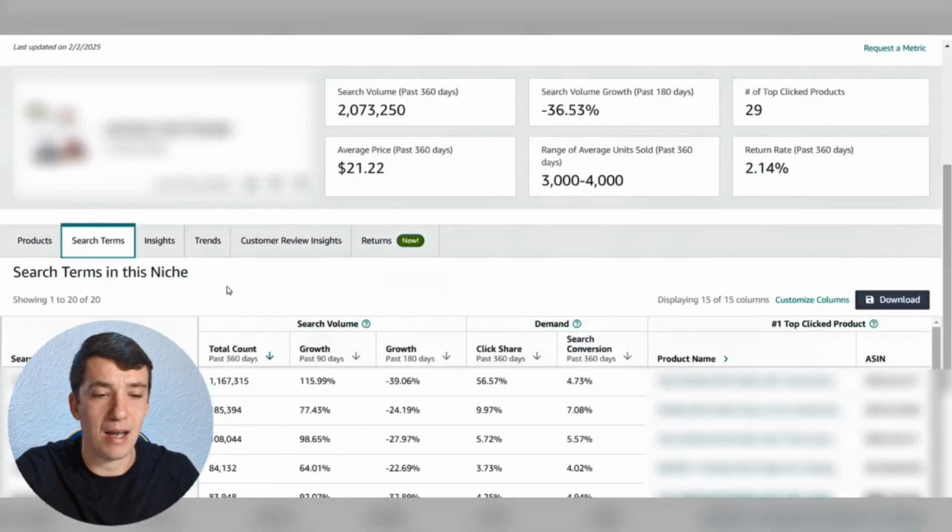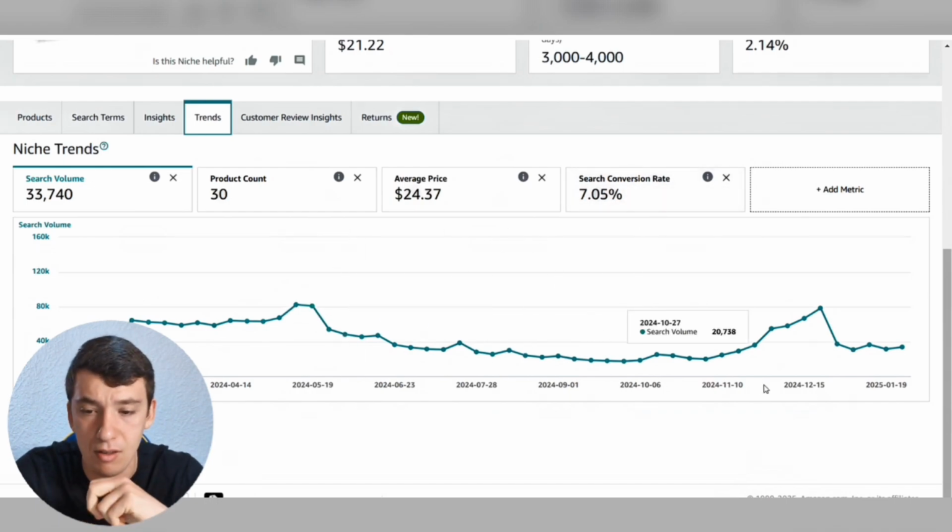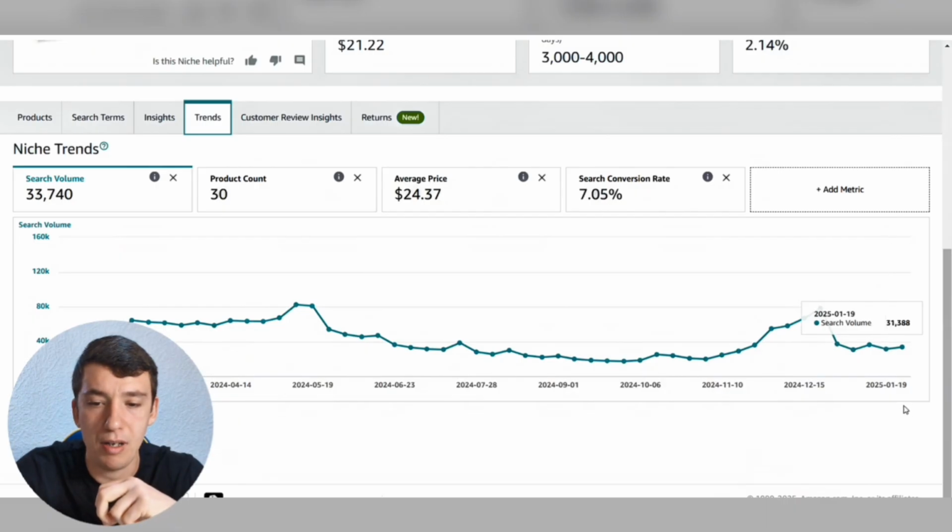And another amazing tab here is the trend. Amazon gives us a graph of the niche for search volume. They also give it for conversion and for the product count, but I really like to use it for the search volume. And we can see that February is a much lower time than Christmas. So probably I don't want to have the same amount of spend in February as I have at Christmas.